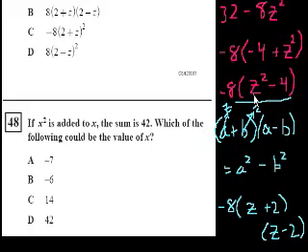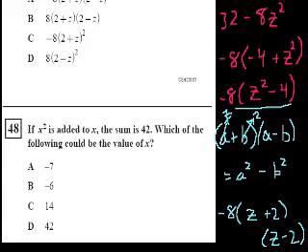This is probably the most common thing you'll see in a lot of factoring examples. You'll see something that has this pattern, a squared minus b squared, and you should immediately be able to recognize, and you should be able to prove it to yourself as well, that this is the same thing as a plus b times a minus b, or in this case, z plus 2 times z minus 2.